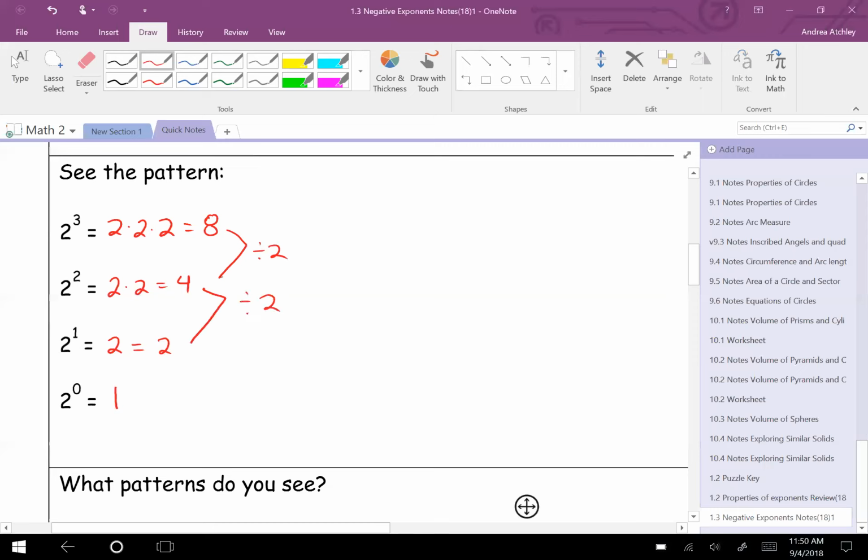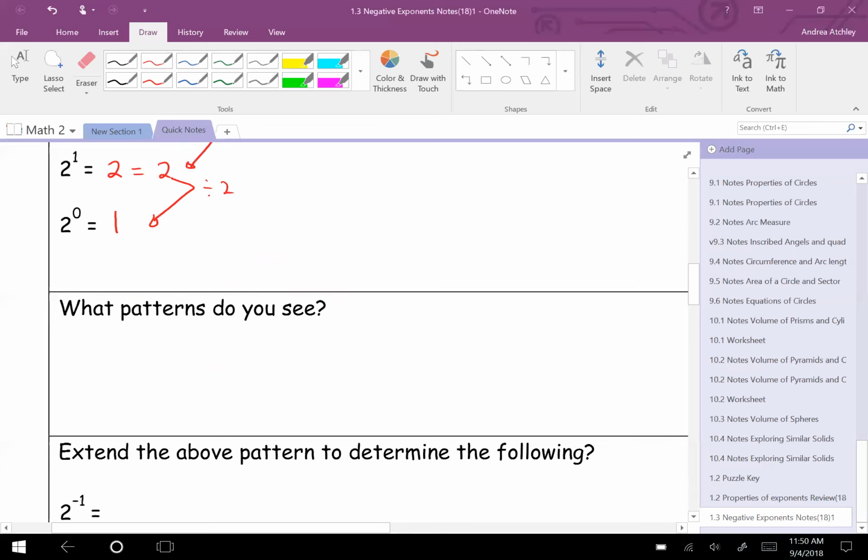From 8 to get to 4, we divide it by 2. So 8 divided by 2 is 4. As the exponent gets smaller, goes down by 1, the solution is going to be divided by 2. So 4 divided by 2 is 2. Then 2 divided by 2 would be 1. And that's the pattern you should see.